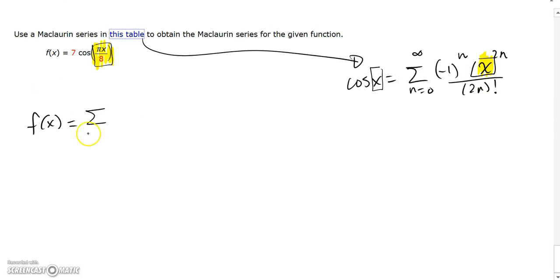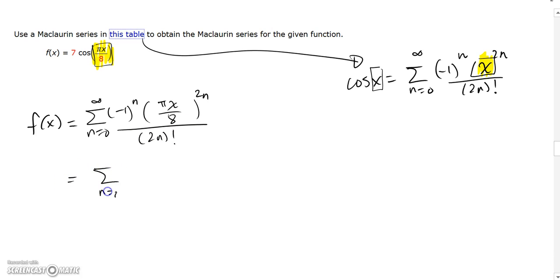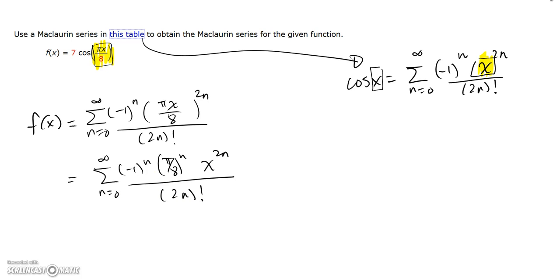So I can quickly just recycle this result we showed. Negative 1 to the n, and box gets replaced by the argument of cosine here. Everybody over 2n factorial. And that's pretty much it. There isn't much else to do. If you want to do a little bit more cleanup, you basically have pi over 8 to the n also, and x to the 2n, everybody over 2n factorial. And that's it. So if you already have a result, you can come up with the Taylor series or the Maclaurin series by just replacing what you see there.